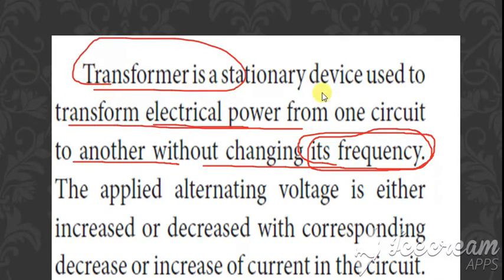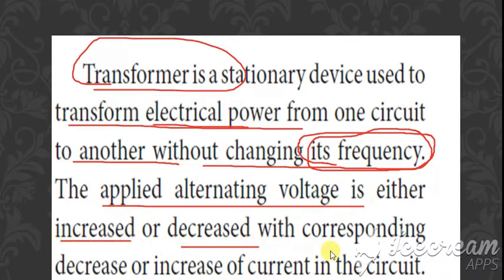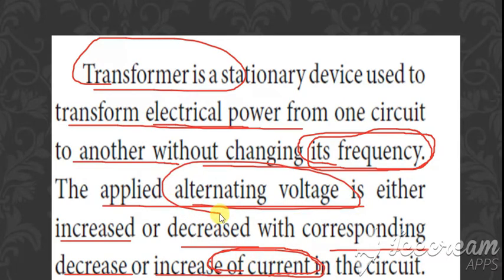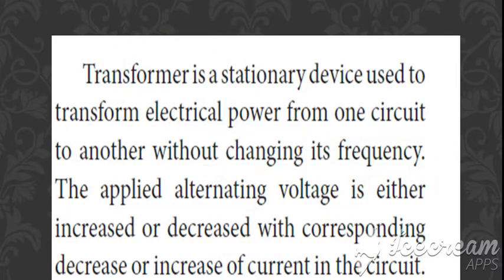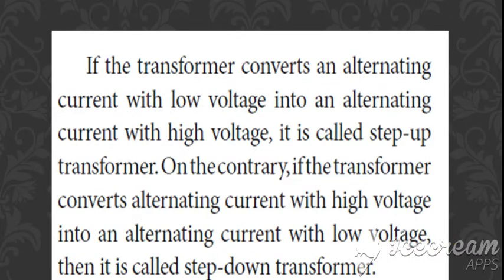A transformer is a stationary device which is used to transform electrical power from one circuit to another. The applied alternating voltage is either increased or decreased with the corresponding decrease or increase of the current. If there is an increase or decrease of the current, there is also a change in the voltage, which you know already. If there is a change in the current, there is also a change in the voltage. Clear?